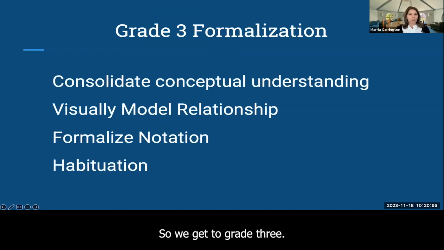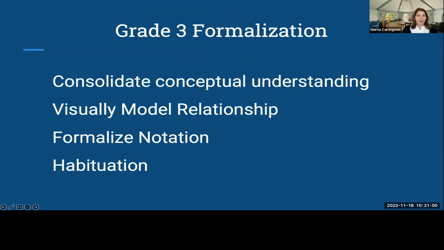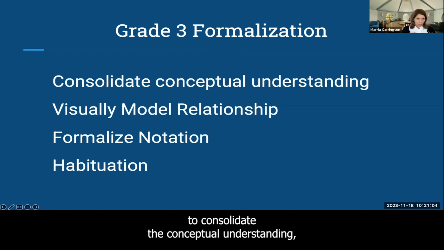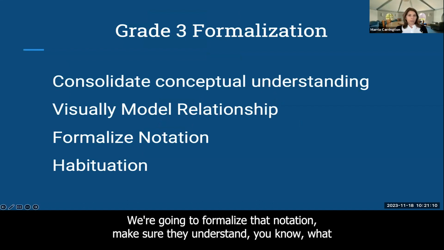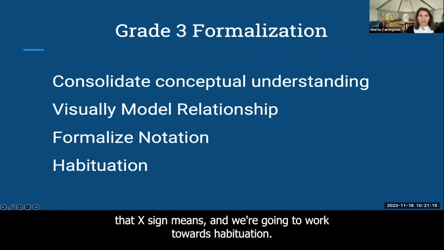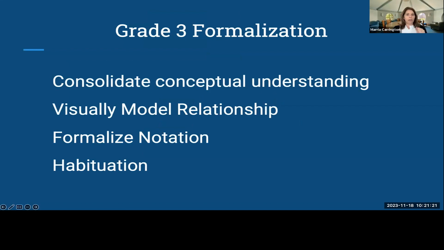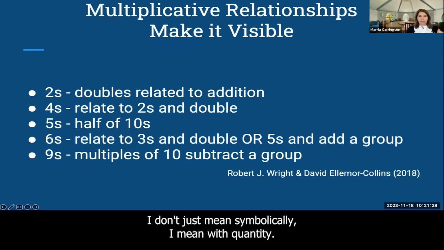So we get to grade 3, where we've got to consolidate the conceptual understanding. We really need to keep visually modeling what's happening to consolidate the conceptual understanding. And then we can take the visual modeling to really help them see the relationships. We're going to formalize that notation, make sure they understand what that X sign means, and we're going to work towards habituation. So let's look at some of the relationships that we want to make visible for students. And when I say make visible, I don't just mean symbolically, I mean with quantity.